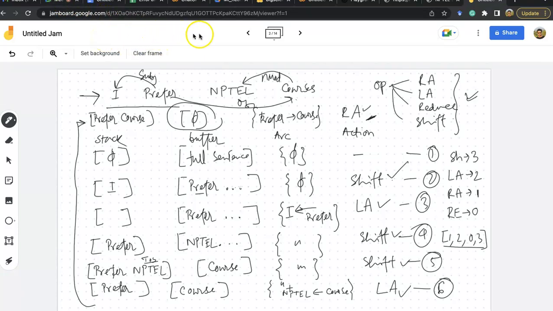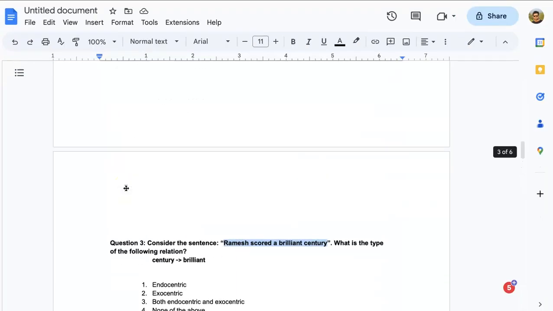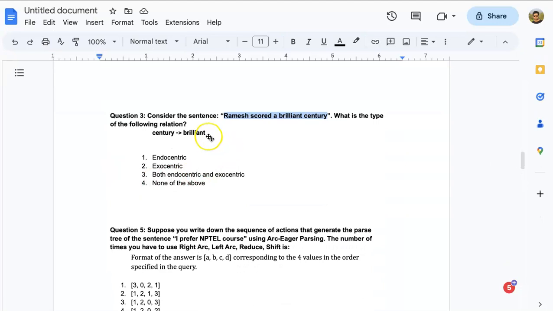Okay, so the question we previously discussed, we started with this question only. The question is: consider the sentence "Ramesh scored a brilliant century", and they are asking, what is the type of the following relation? Century to brilliant. Now to answer this kind of question, first we need to draw the dependency structure of this sentence. So let's draw the dependency structure of "Ramesh scored a brilliant century".